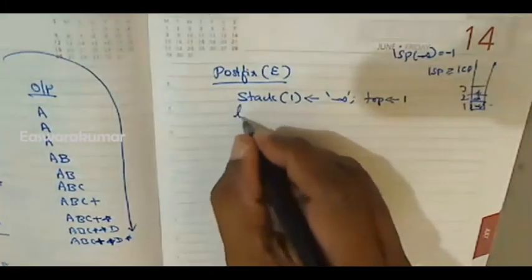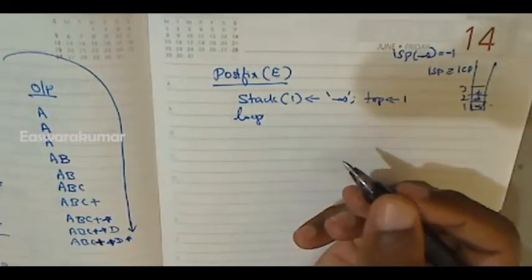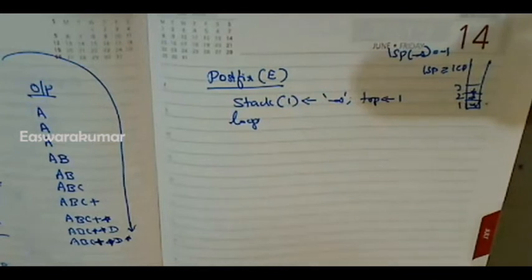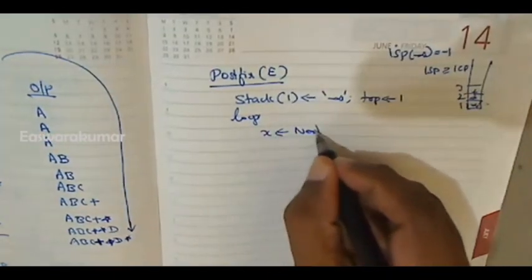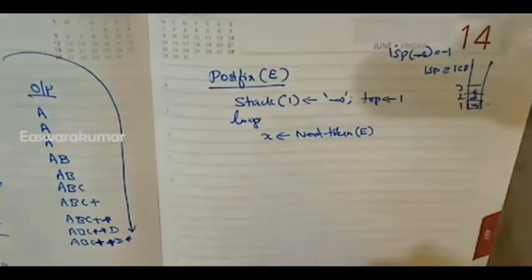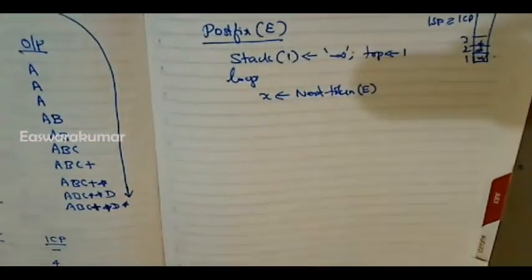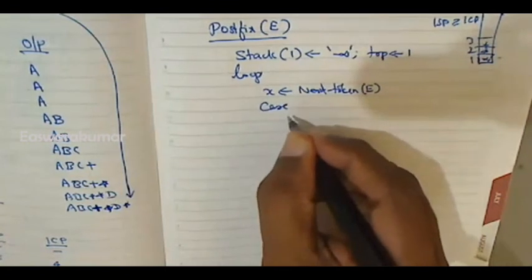Now like in the previous one, we can consider an infinite loop forever, which will be repeated until some condition where we terminate. We are reading token by token. So x is equal to next token from the expression E. It will read token by token, and based on the token value, there are several cases.